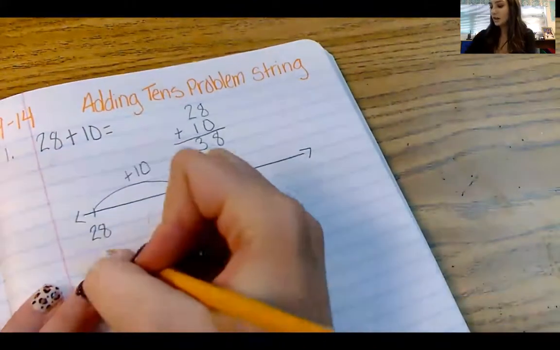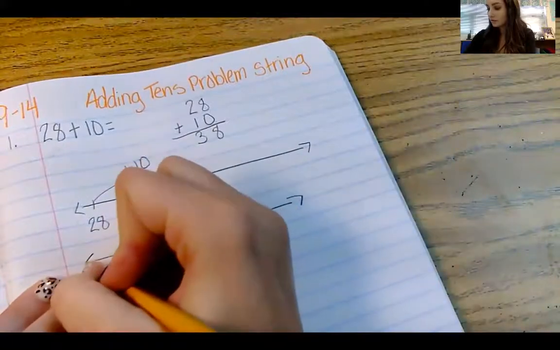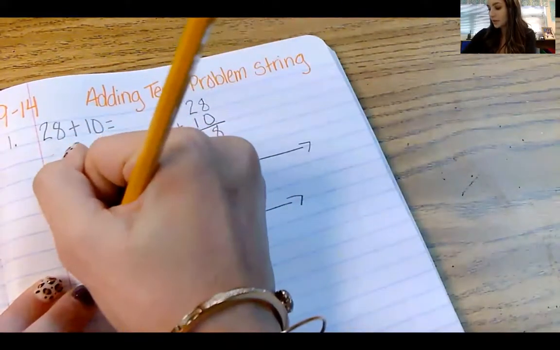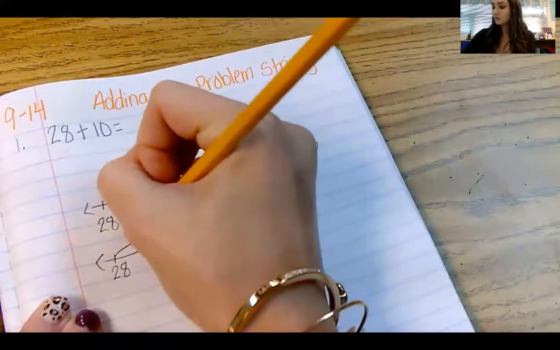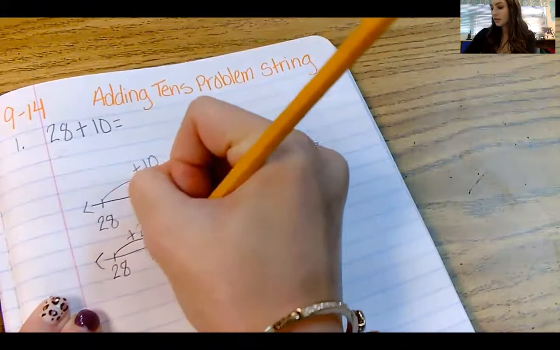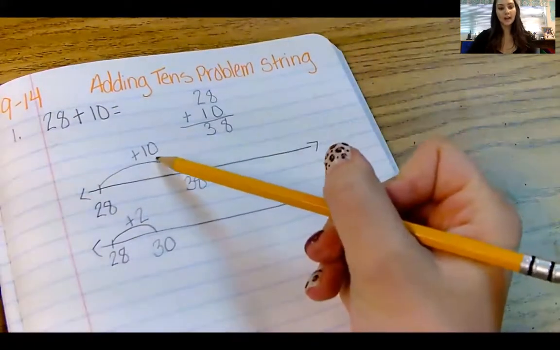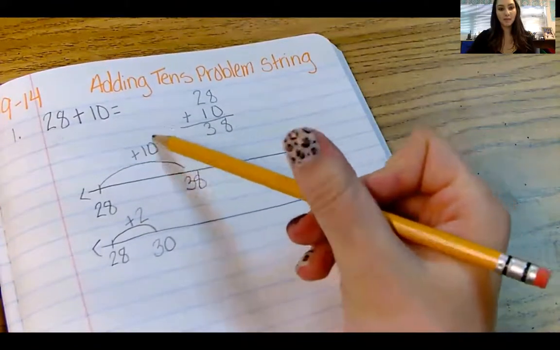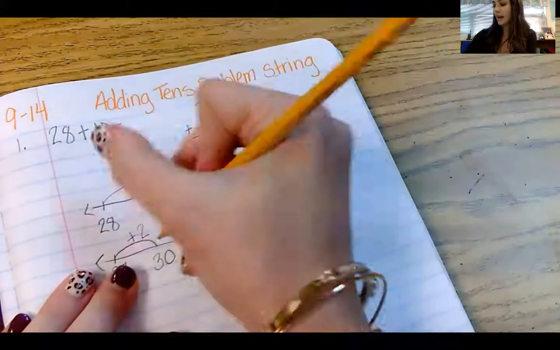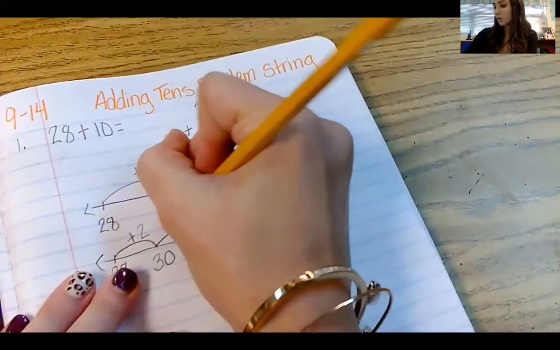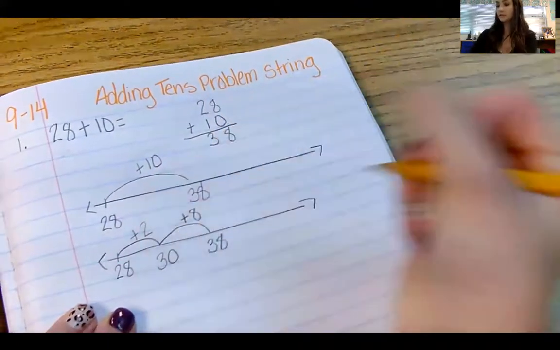I could also, if I wanted to, start with the number 28. I could add 2 to get to 30. And then since I already added 2, I would only have to add 8 more because I want to add 10 total. So if I wanted to do that, I could just add 8 more. And that would give me my answer of 38.